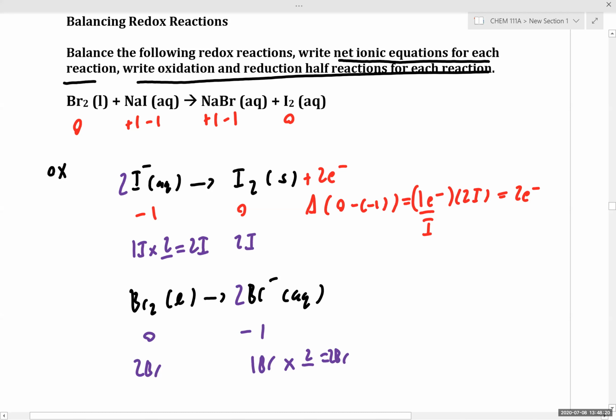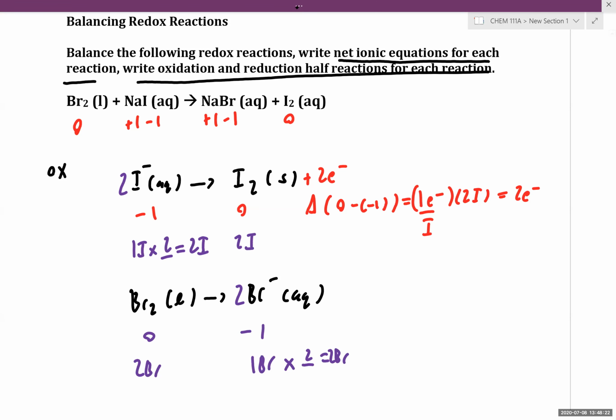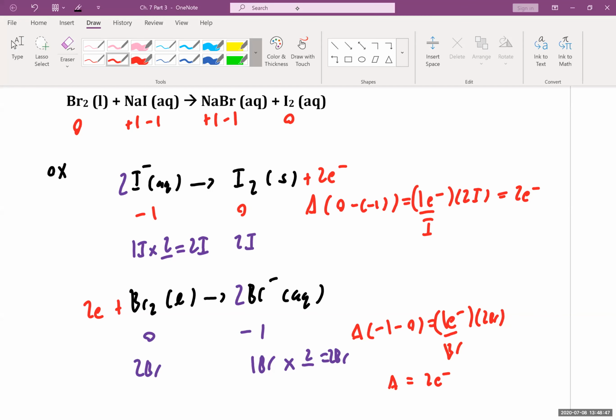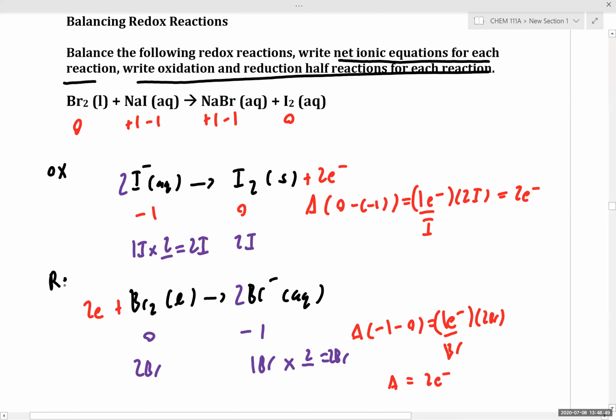So now that we have that established, we can calculate the number of electrons gained. Our difference in this case is -1 minus 0, so we have 1 electron per bromine atom. We have 2 bromine atoms, so that gives us 2 electrons. As our oxidation number is becoming more negative, we are gaining electrons, so we would call this reaction the reduction half reaction.